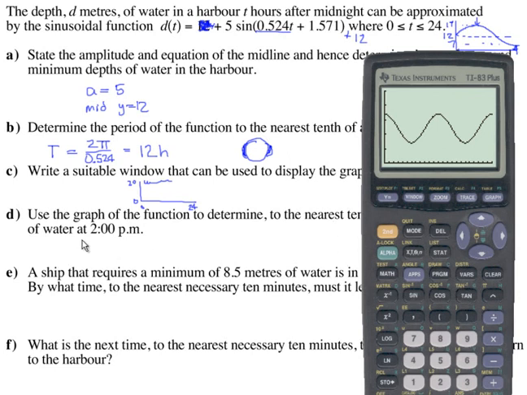And they're asking, how deep is the water at 2 o'clock p.m.? Well, t is hours after midnight, so it takes 12 hours to get to noon, plus 2 more hours. They're asking about 14 o'clock. Trace value. At 14 o'clock, the water is 14.5 meters deep.